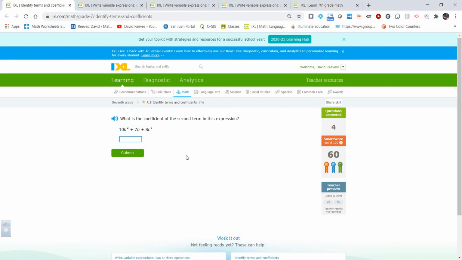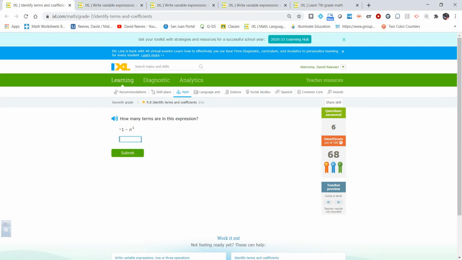Coefficient of the second term. Now we're getting somewhere. Now it's getting interesting. All right, so my first term is 10b to the second power, and my coefficient is 10. My third term is 8c to the third power, and my coefficient is 8. My second term is 7b, and so my coefficient is 7. Remember, coefficient is the number in front of the variable when they are multiplied. All right, the coefficient of the first term here is going to be 1. 1y. There's no number written, but it is the number 1.